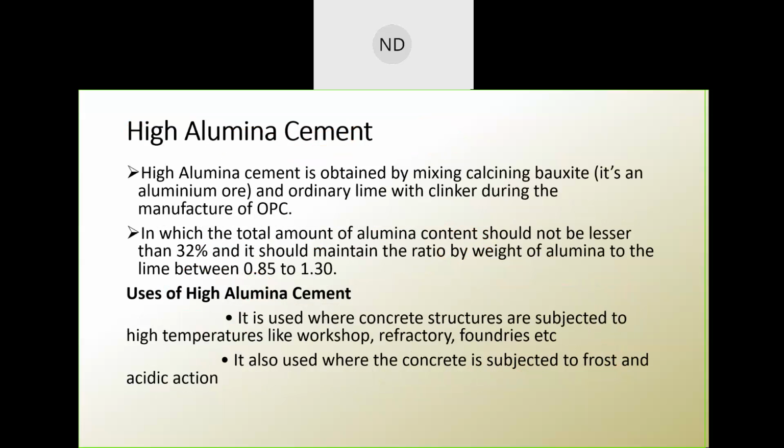Okay, another one is high alumina cement. High alumina cement is obtained by mixing calcining bauxite, an aluminium ore, and ordinary lime with clinker during the manufacture of OPC. So how is it formed? When you have your OPC, ordinary Portland cement, there we mix calcining bauxite, which is an aluminium ore, and then ordinary lime with clinker.